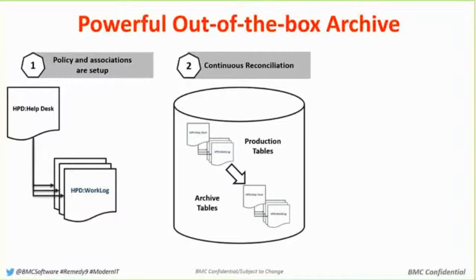So the policy and the associations are set up for all of these main objects, things like an incident, a change, a work order, etc. When I establish a policy for archiving on them, we move all of that data into a pre-existing set of archive tables that are already there. We already built it all. You just have to configure it and turn it on.